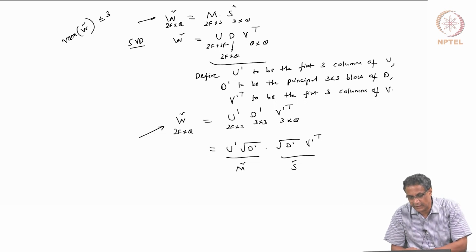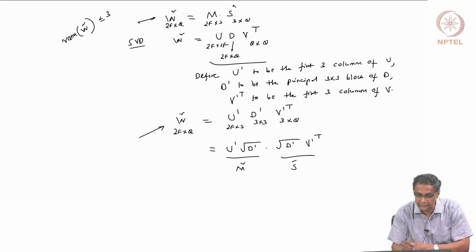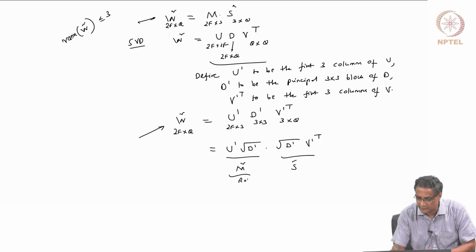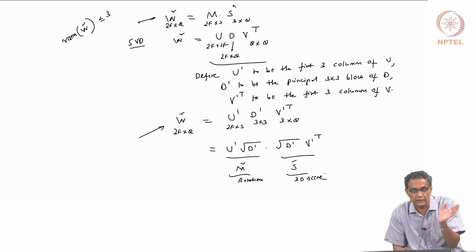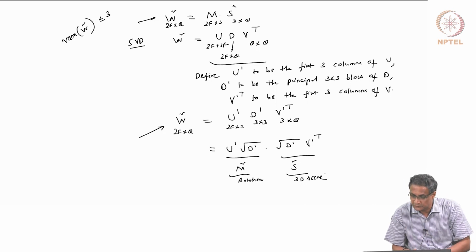For the observations that you have, in this matrix W tilde, you are able to decompose it into rotations, which is what M tilde contains, and then the scene structure, which is built in this S tilde. This has the 3D scene in it, that has x1, y1, z1, all the way up to xq, yq, zq.